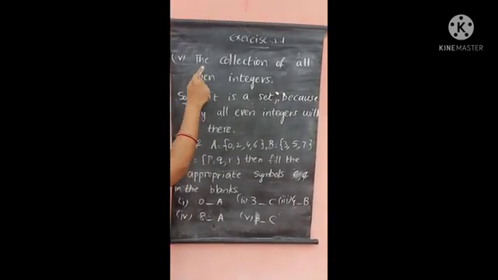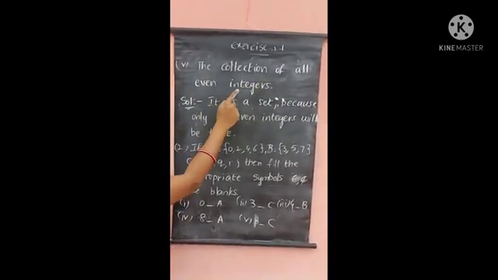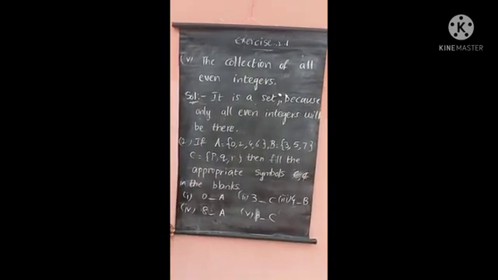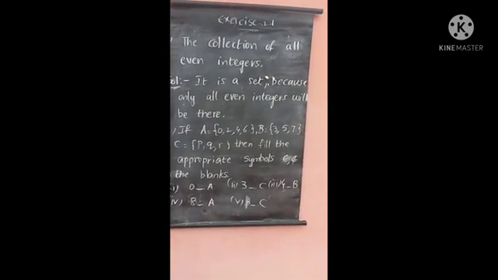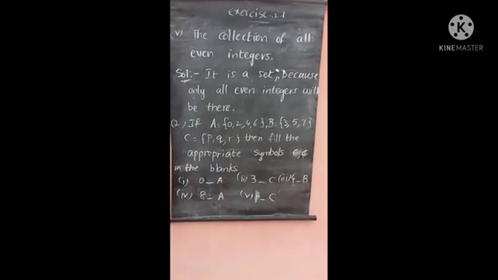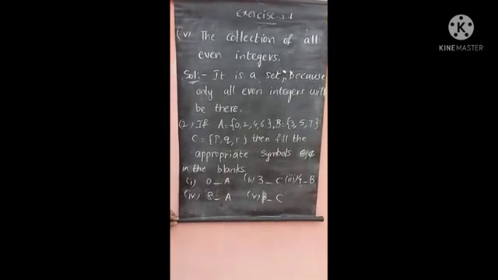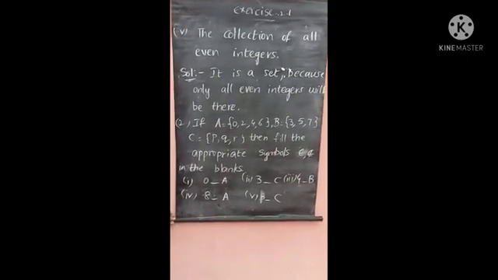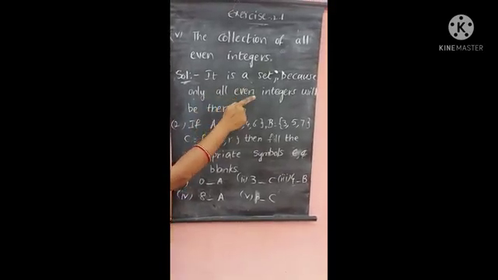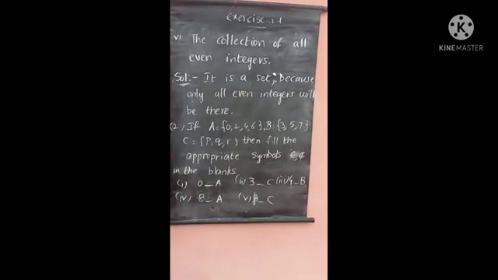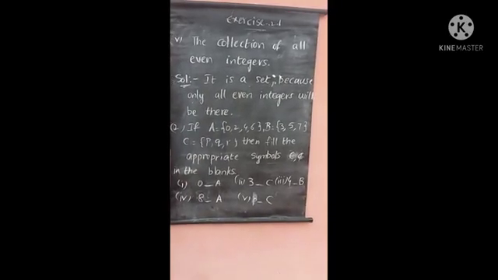See the fifth question. The collection of all even integers. We know that even integers are 2, 4, 6, 8, 10 and so on, which are divisible by 2. So that collection is a well-defined collection. So it is a set because only even integers will be in that set. So the given collection is a set.